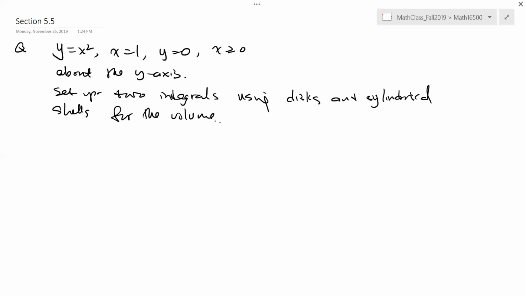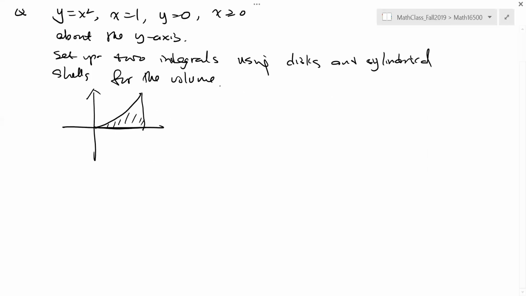Step 1, you have to draw the 3D, right? There's a region in the xy plane. So y equals x squared, x equals 1, y equals 0, x is greater than 0, right? So that is the region. All right, and you're going to rotate about the y-axis. So that's a 2D. So the first method, this is a picture, right?